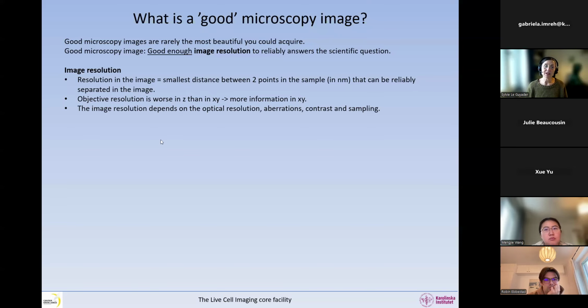But the image resolution depends on several things. It depends on the optical resolution that we have seen and we have spoken a lot about, 0.61 lambda divided by NA, and for Z, 2n lambda divided by NA squared. It also depends on the aberrations in your sample. So even if the objective is giving you a certain resolution, if your sample is not prepared in such a way that you can extract reliable answers from your images, then this is what is going to limit the resolution in the image, right? And then, of course, it depends on contrast. So we'll speak a lot about contrast and the sampling. So let's talk about sampling.